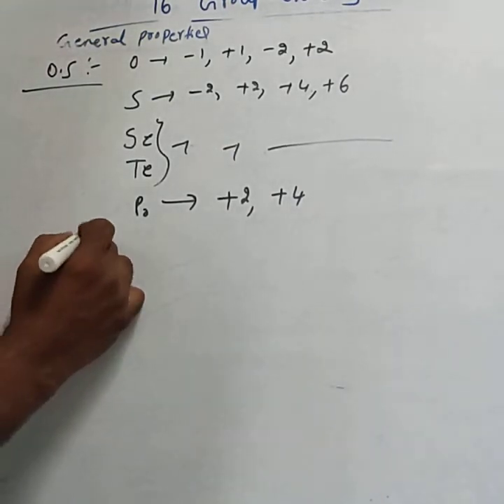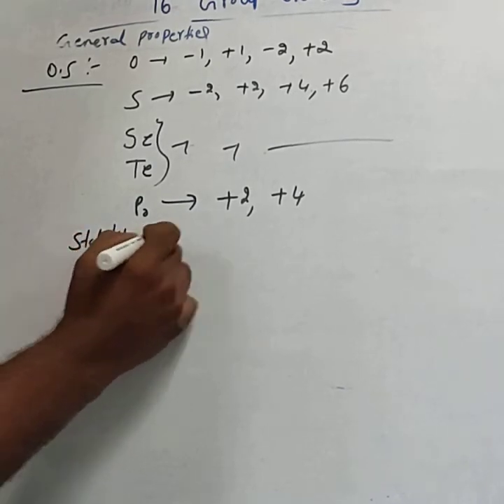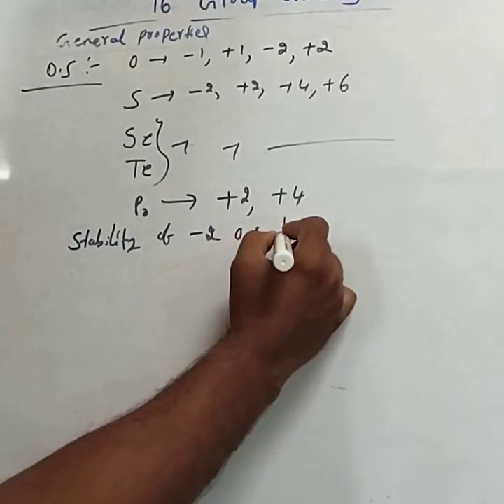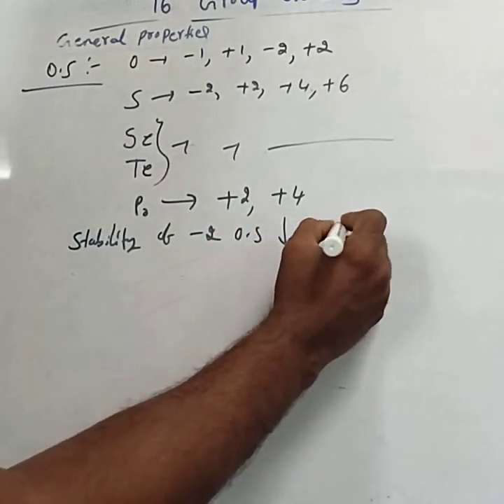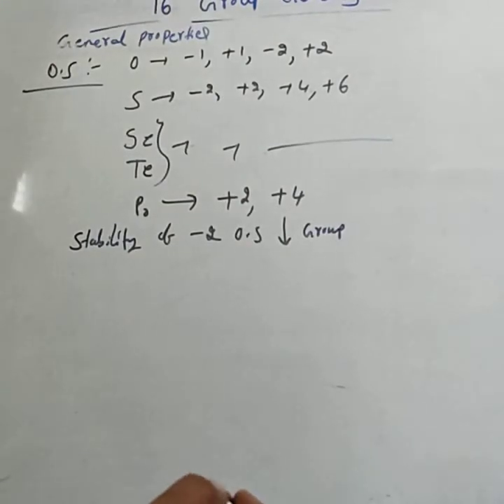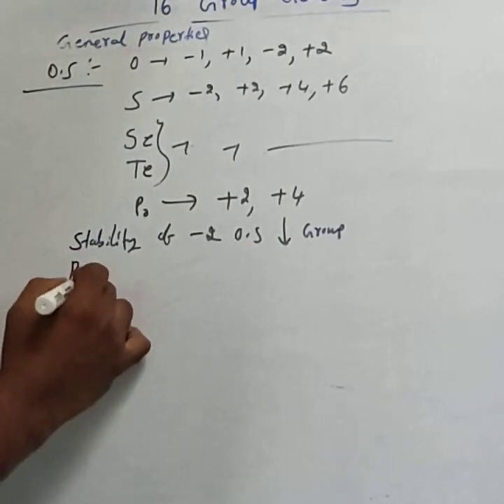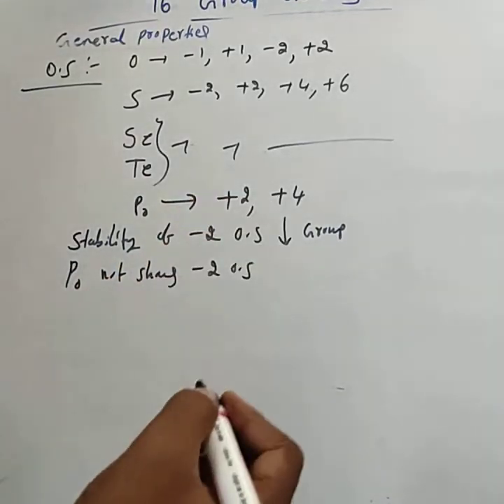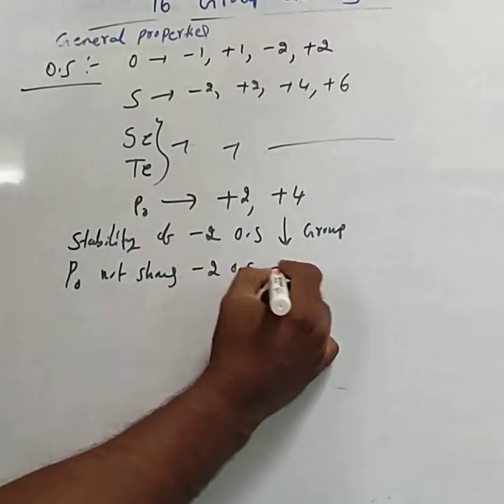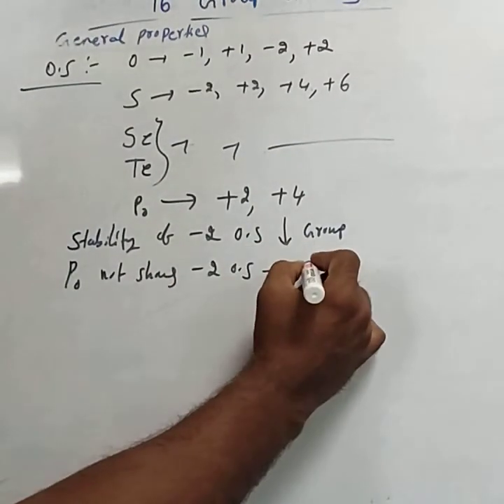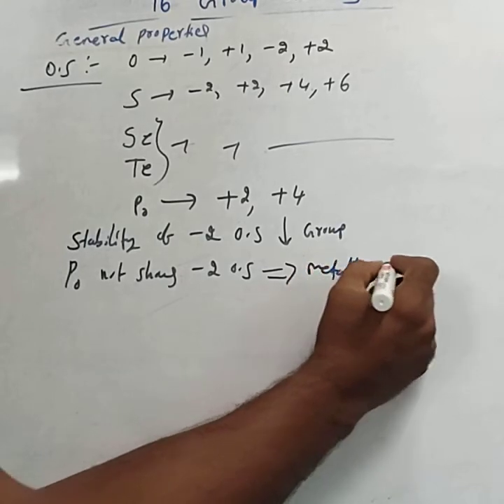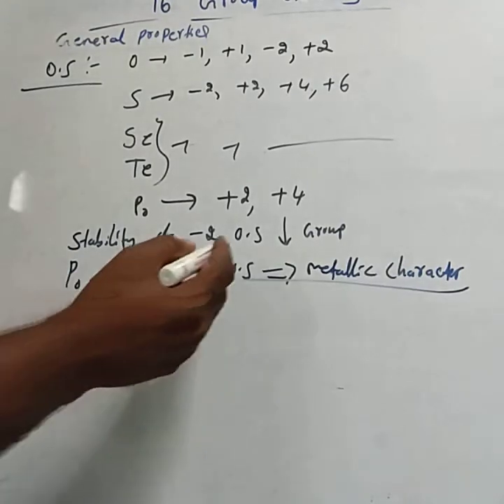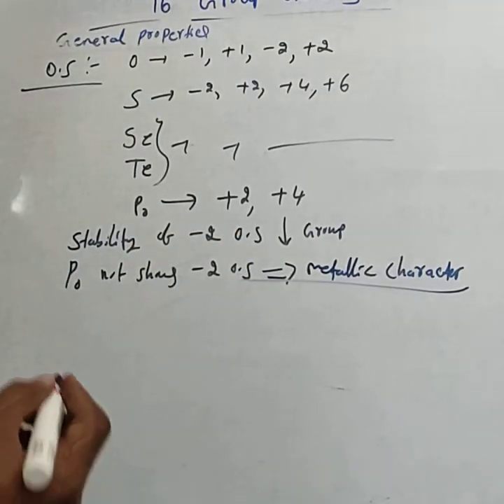The stability of the -2 oxidation state decreases down the group. Polonium does not show the -2 oxidation state. Why? Because of its metallic character. Polonium is metallic in nature, hence it does not show the -2 oxidation state.